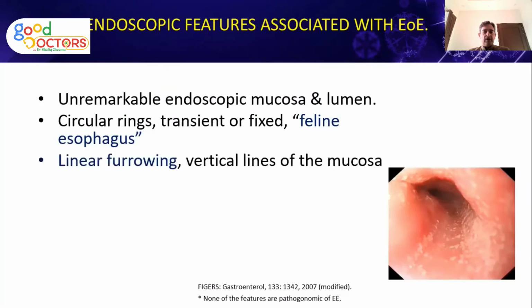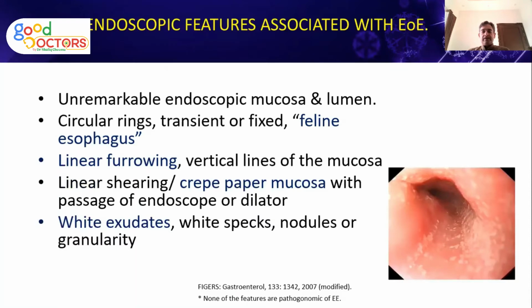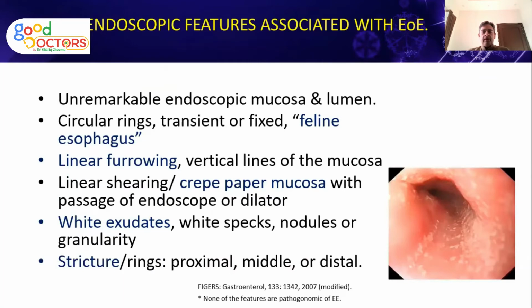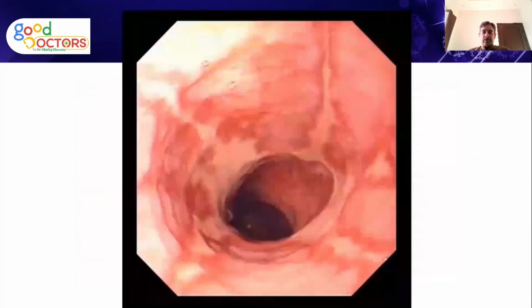Apart from that, obviously, Feline esophagus, linear furrowing, crepey paper mucosa, white exudates, as can be seen in this picture, like specks or nodules or granularity, that may be visible. And obviously, long-standing patients of esophagitis may end up with strictures, rings, which may be visible proximally or distally. Sometimes there is an overlap of eosinophilic esophagitis with GERD, and you may find islands of Barrett's as well in a patient who has a ring-like mucosa, which is basically due to eosinophilic esophagitis.